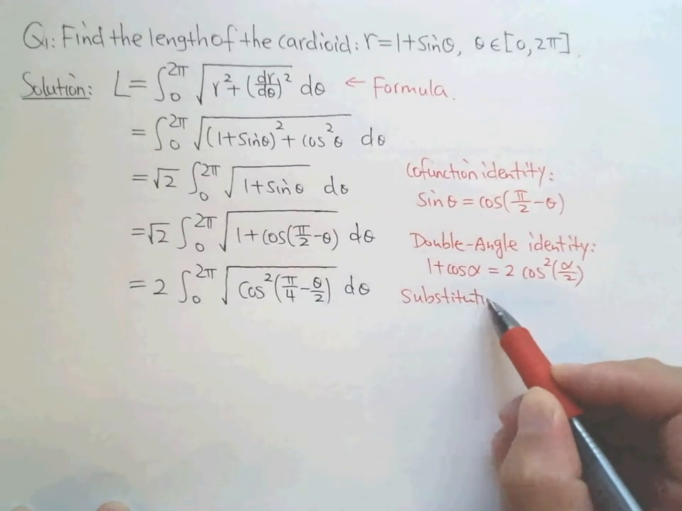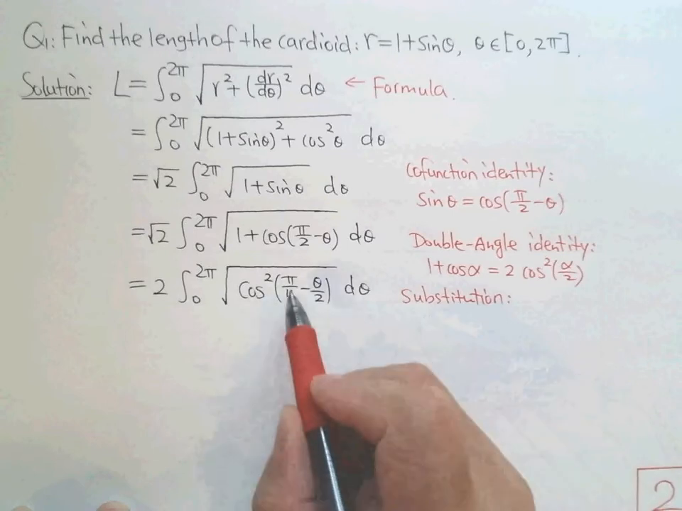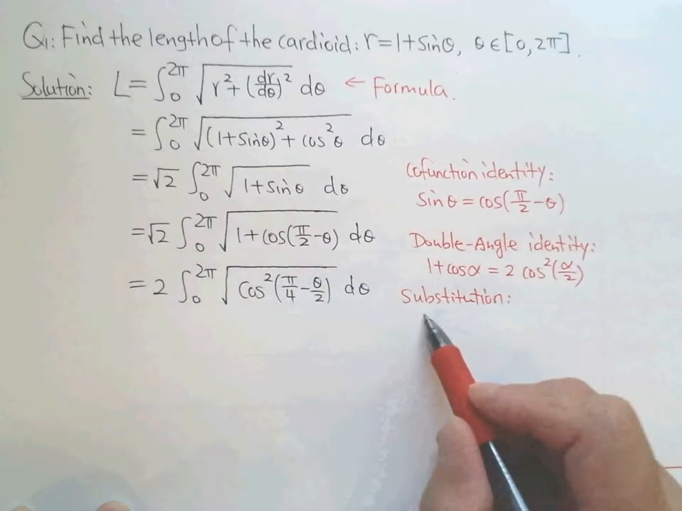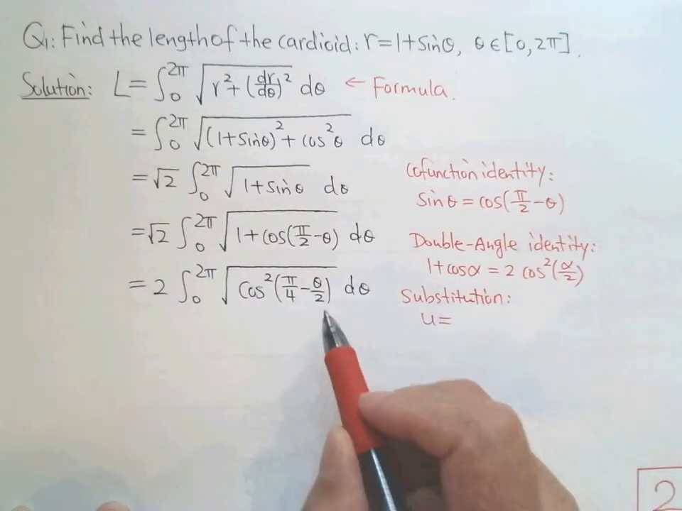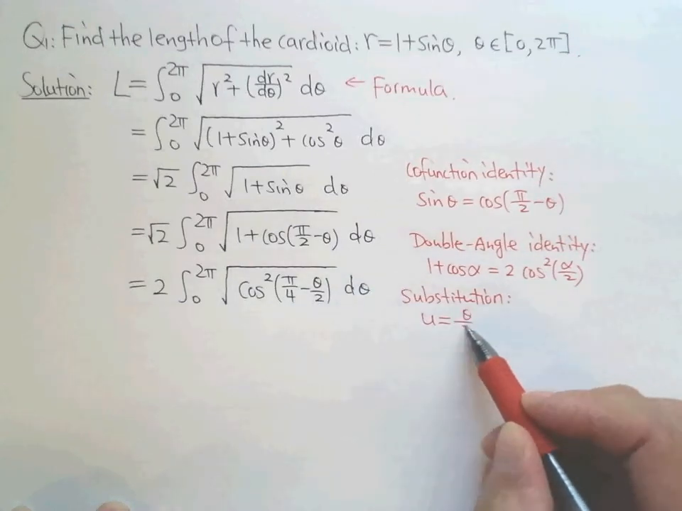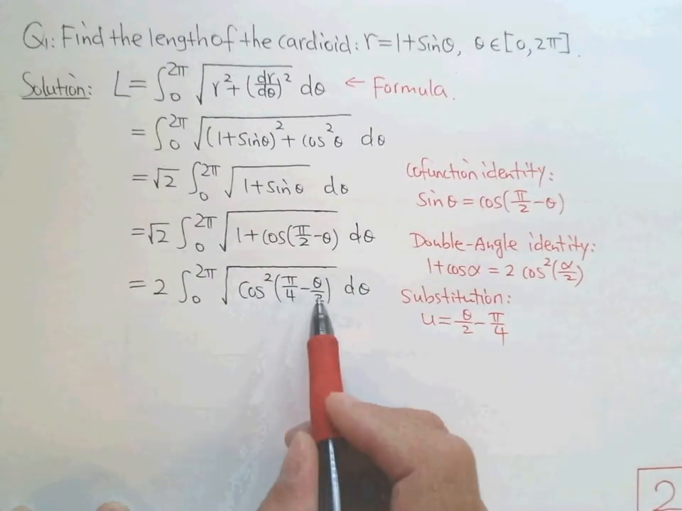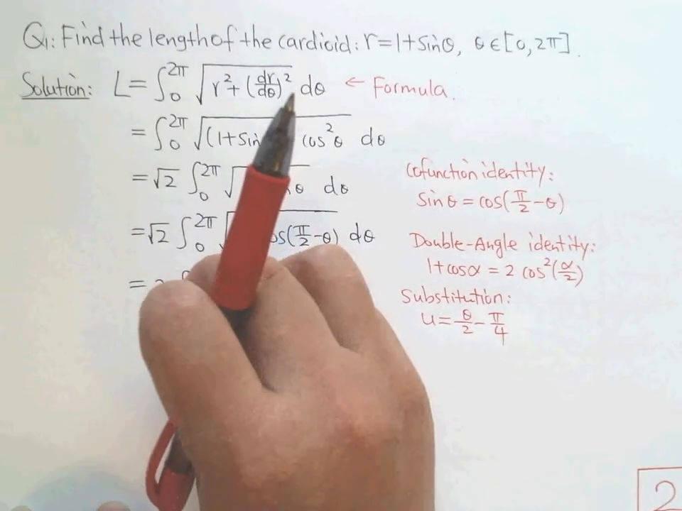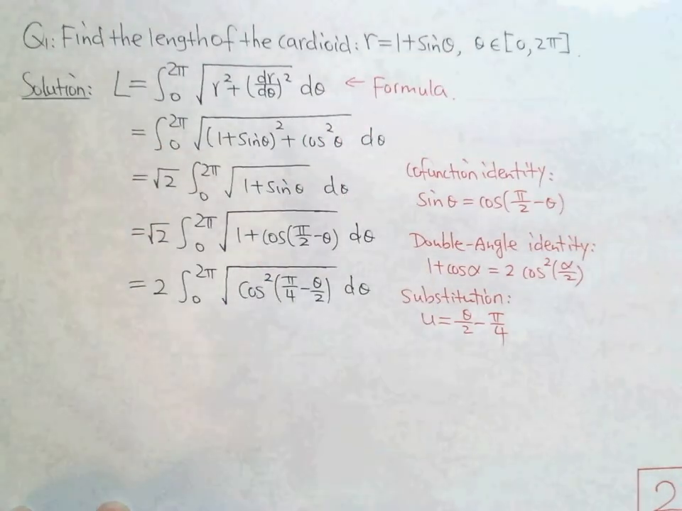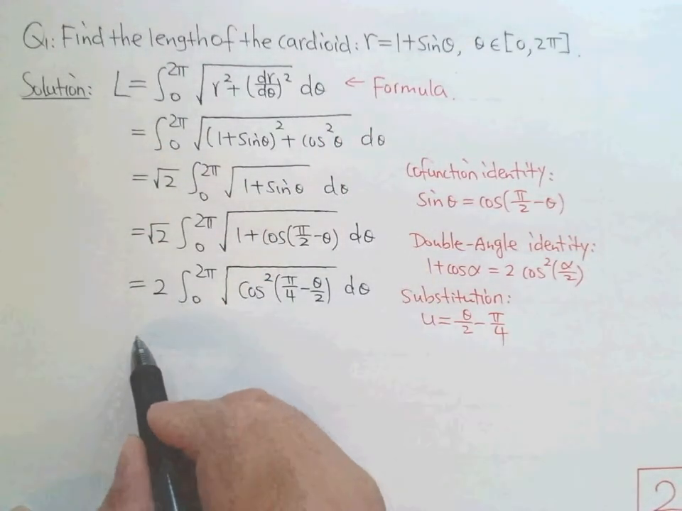I do this substitution, and keep in mind it is a little bit different. I will use u equals theta over 2 minus pi over 4. Why do that? Because I want the limits to be a little bit easier to look at. If we plug this inside, we will see what we have.